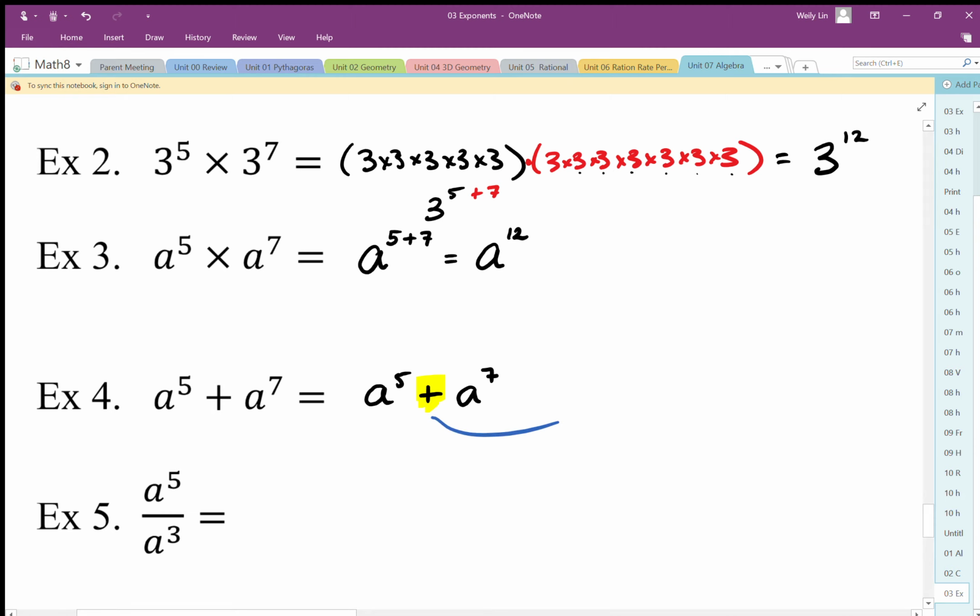Okay, we cannot connect powers with plus or minus. Let me make that a little bit clearer.